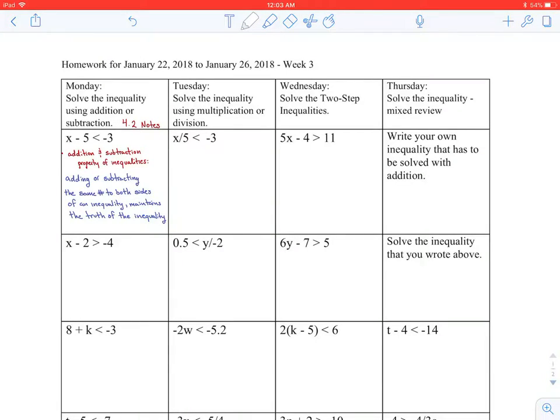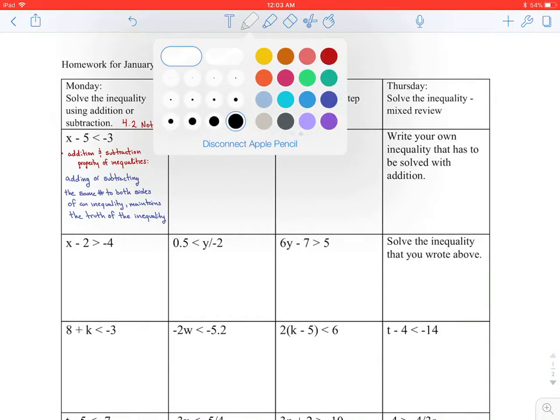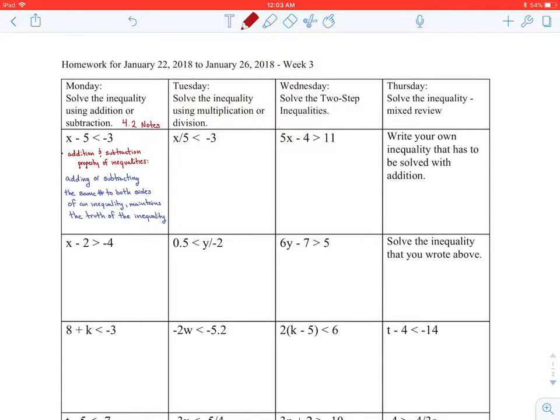Hey everybody, in this video we are going to be going over the Monday column for week 3's homework. So Monday's column asks us to solve the inequality using addition or subtraction. And if you need to refer back to your notes, this is the 4.2 notes, but I'll be going over some of the components of those notes in this video.